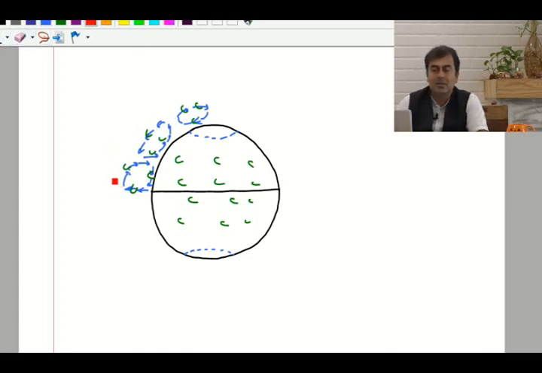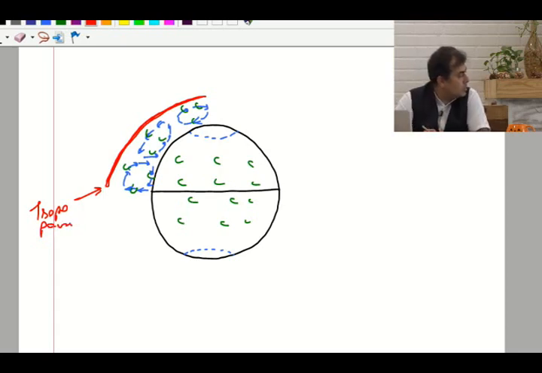Where is this circulation happening? If you remember, this circulation happens in the troposphere. So what is this line? This is the tropopause. Tropopause, everyone. So in the troposphere, the chlorofluorocarbons are reaching everywhere. So will they reach the ozone, and where is the ozone? This is the ozone.